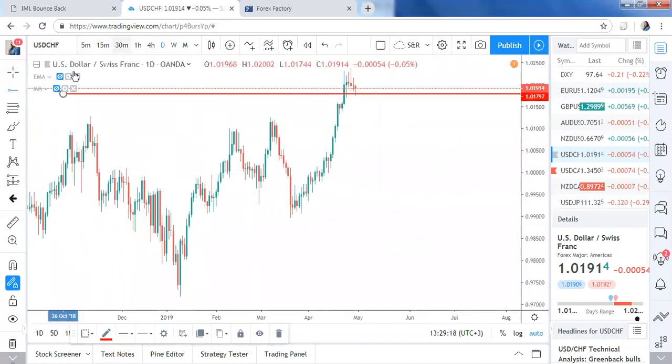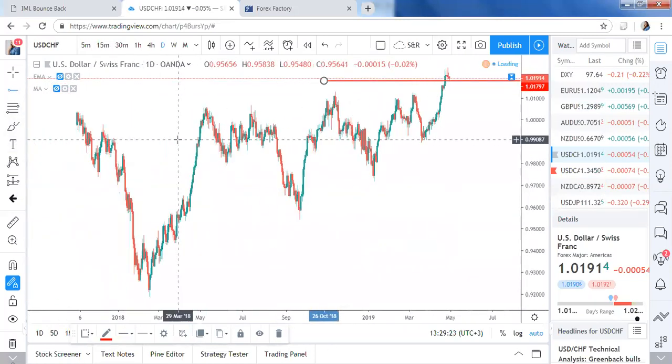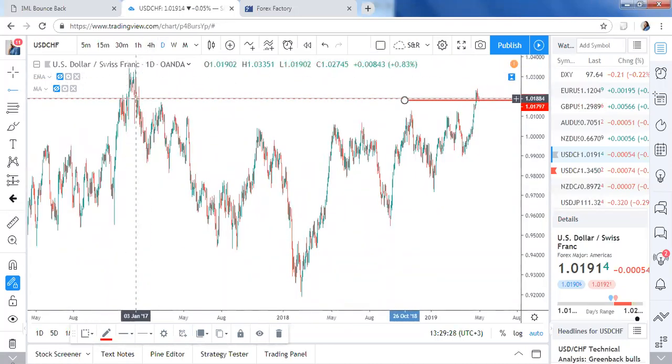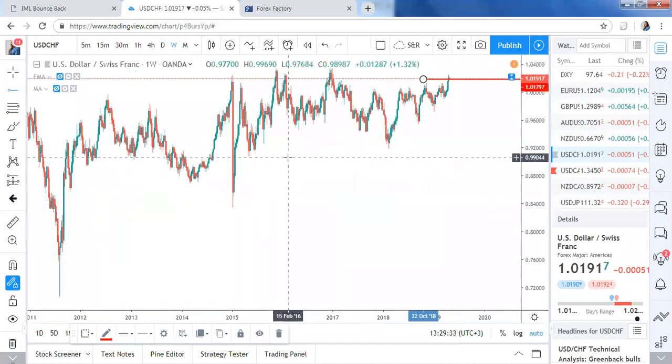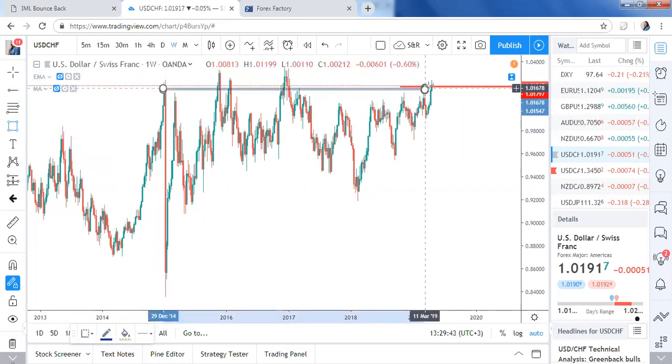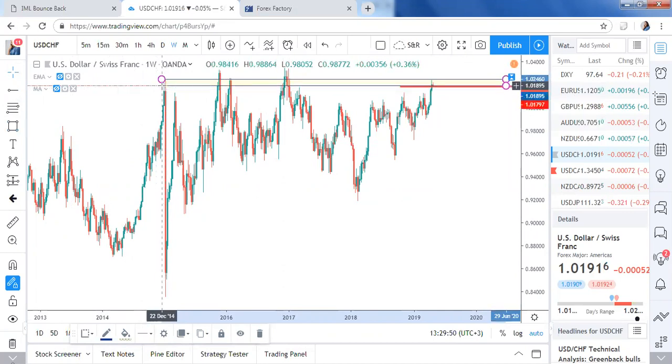let's identify structure all over again. So we can see we are also at weekly resistance. You guys can see that we are at weekly resistance.